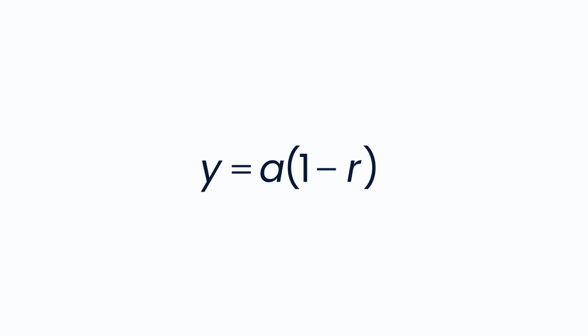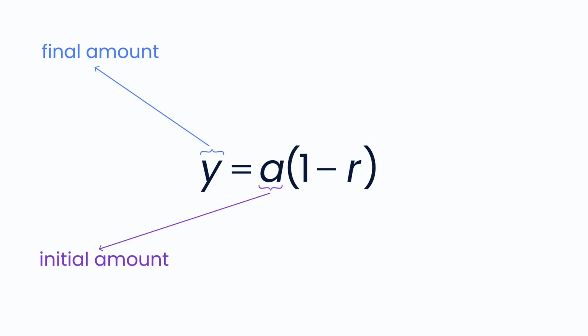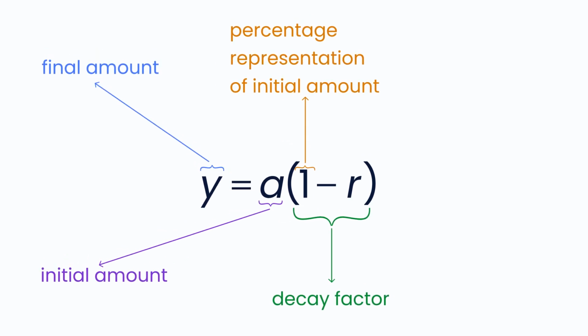First, let's explain the variables. The variable y is the final amount you want to find. In this case, the price of the board game once it's gone on sale. The variable a is the initial amount, the amount the board game is selling for initially in our example. The quantity 1 minus r is the decay factor, where 1 is a percentage representation of the initial amount, and r is the rate of decay, also known as the decay rate, which indicates the percentage decrease.